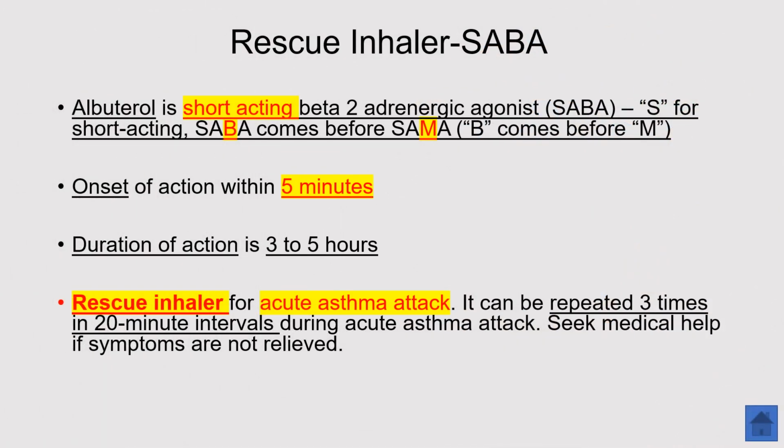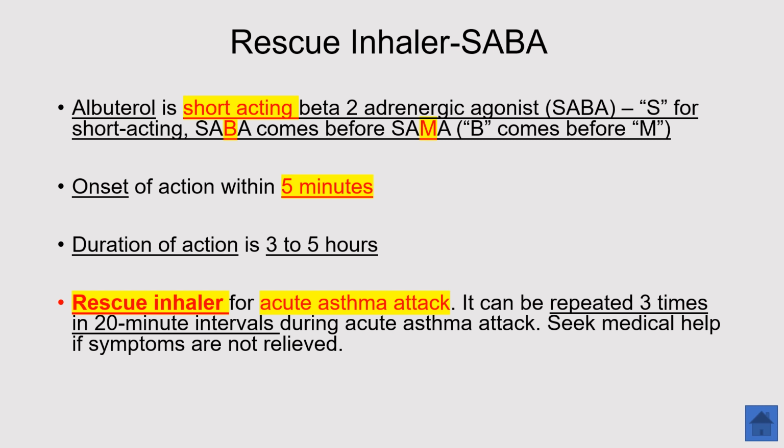All right, what is a rescue inhaler? Before we go into that, we need to know what SABA means. SABA means short-acting beta-2 adrenergic agonist. S is the short-acting, B means the beta-2 adrenergic, and A is the agonist, of course. There is another drug class called SAMA, which we can look at when we talk about the anticholinergic drugs.